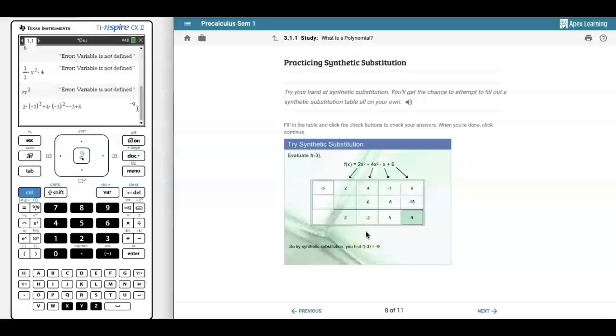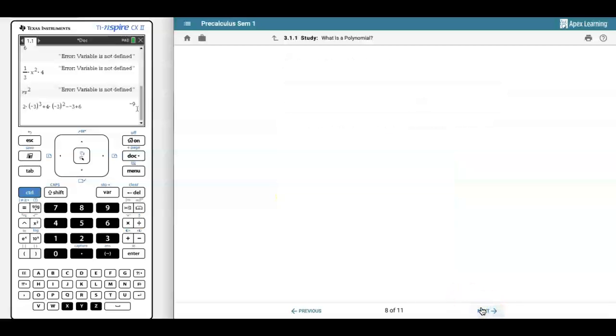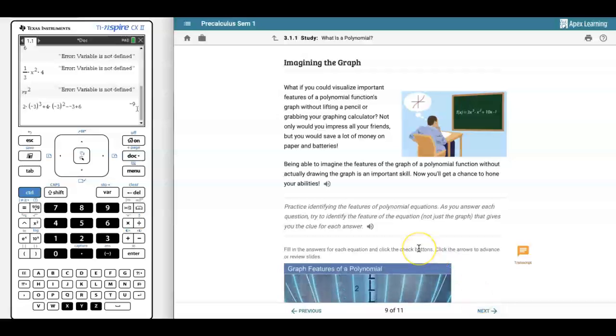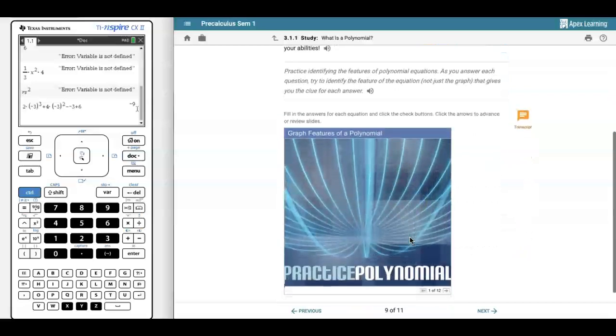And again, it may seem pretty tedious right now, but again, it's picking and choosing your battles. Which do you feel more comfortable with? All right. So moving forward here, imagining the graph. Okay. So we're going to try to talk about some key similarities here, and some patterns that we can pick up here with features of a polynomial graph.